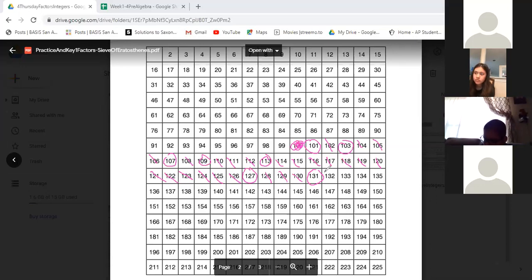132 is a composite. 133 is a composite. 134 is a prime. I mean composite, sorry. Yep. 135 is a composite. 136 is a prime.